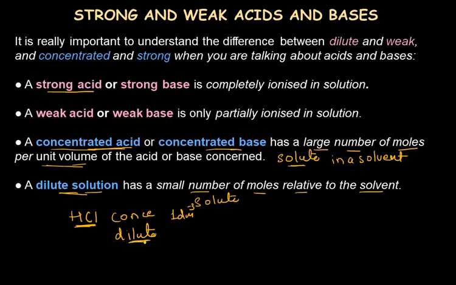The same is true in the case of a weak acid and base also. For example, if we have taken a weak acid such as ethanoic acid, although being a weak acid, it can be concentrated or dilute depending on the number of molecules present in the water or any given solvent. So these two terms should not be confused, as a strong acid can be concentrated or dilute. In the same way, a weak acid and a weak base can also be concentrated or dilute.